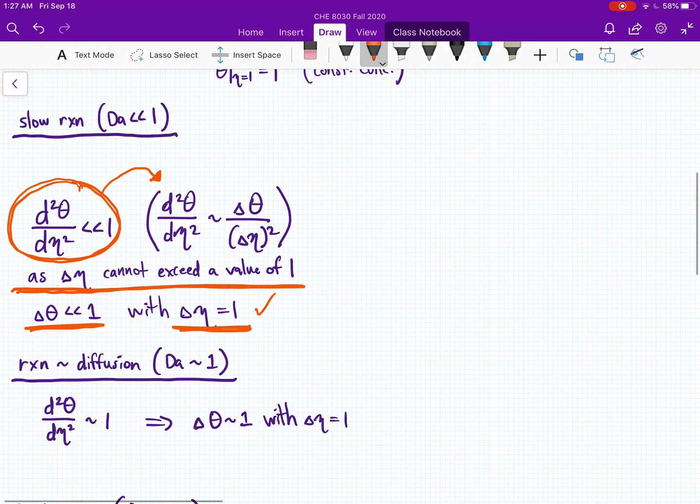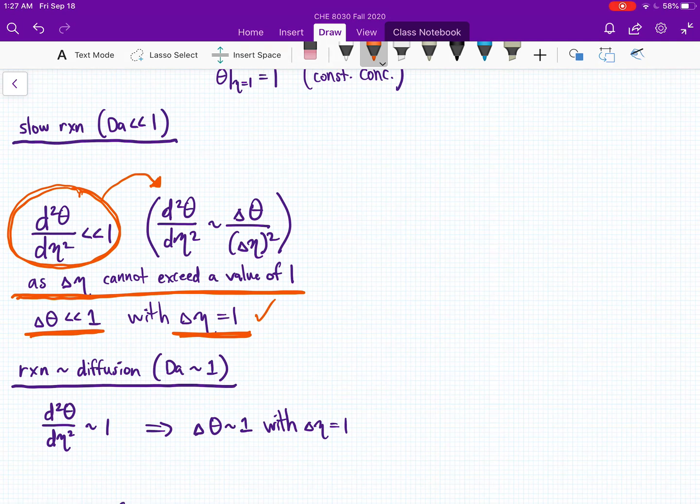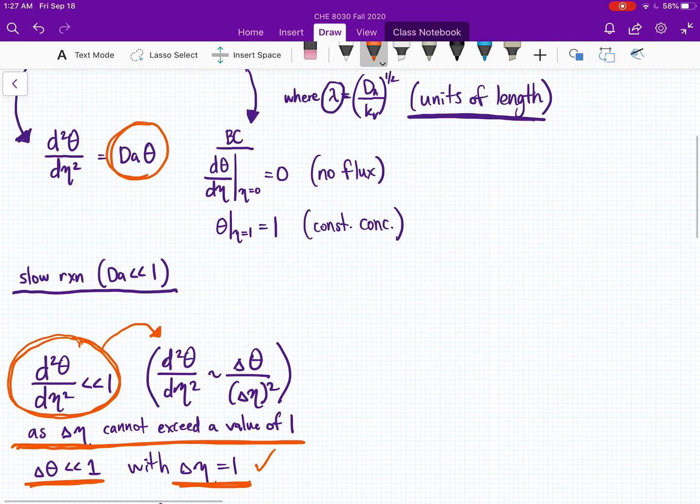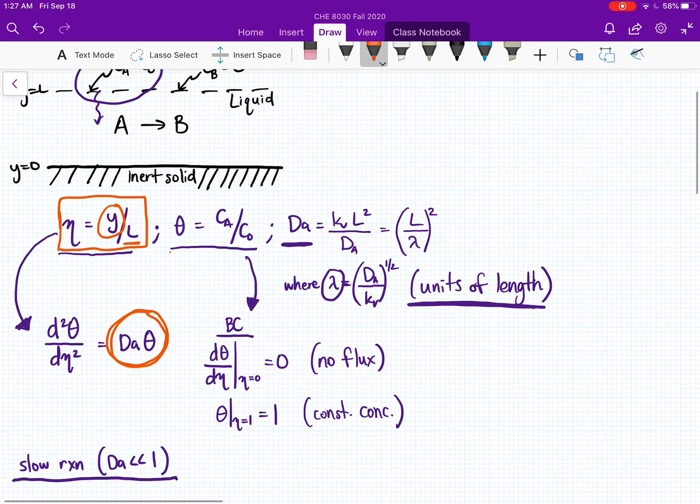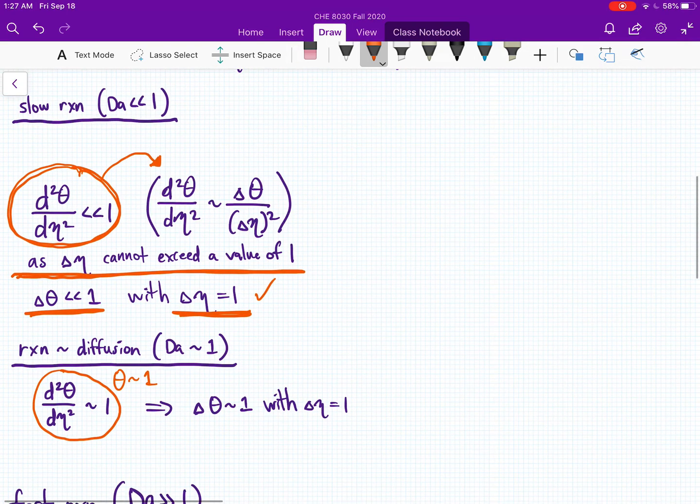The next thing we looked at was the case for when our reaction kinetics and our diffusion kinetics were on similar orders, i.e. the Damköhler number is on the order of 1. Looking back at our equation, if the Damköhler number is on the order of 1, we know that our second derivative here is on the order of 1. Again, implication here is that theta is on the order of 1. We definitely know that theta is on the order of 1 based on how we have scaled it. So, second derivative with respect to eta on the order of 1.